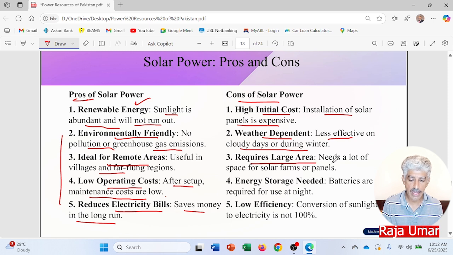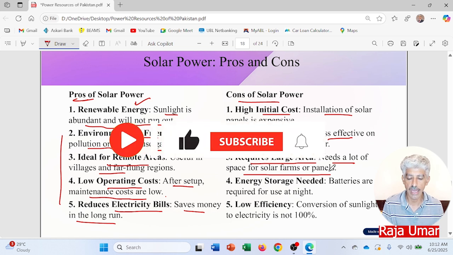Requires large area: it needs a lot of space for solar farms or panels if they are installed by the government on larger areas to produce a huge amount of electricity. They require a lot of land.